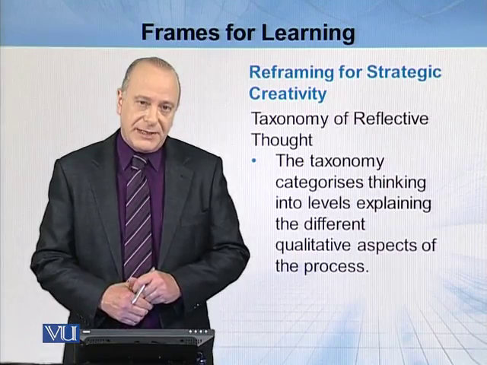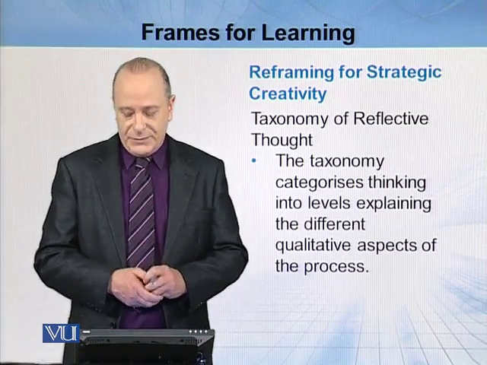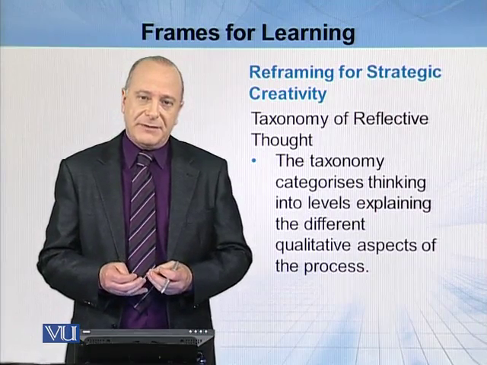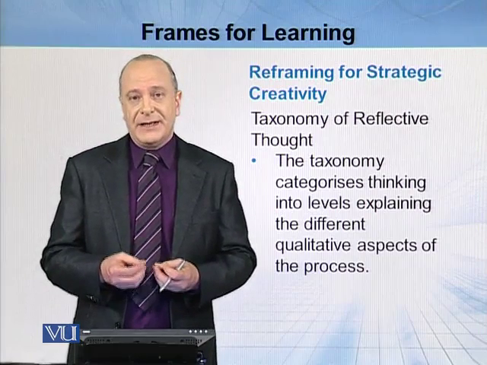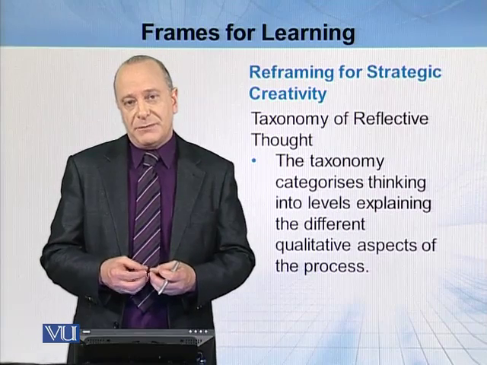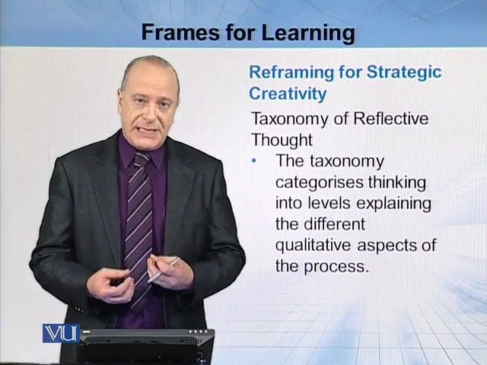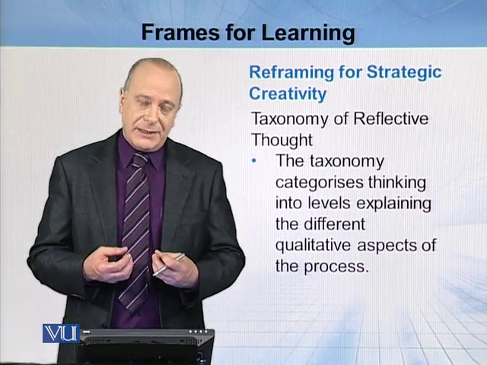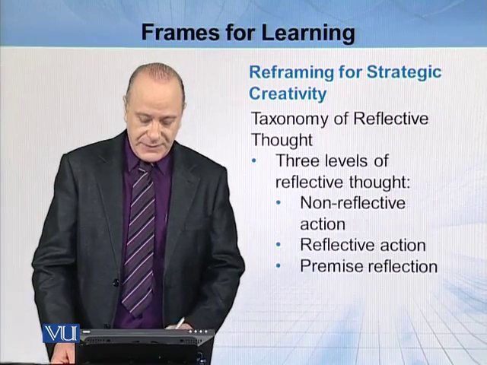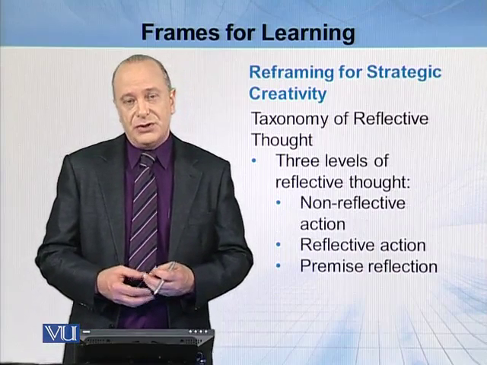The taxonomy, therefore, categorizes thinking into defined levels for the reflective practitioner. And these levels identify the quality of thinking that takes place, the quality of reflection that takes place for the reflective practitioner. And we can look at a very simple taxonomy where the process is divided into 3 distinct levels. The first level is non-reflective action.